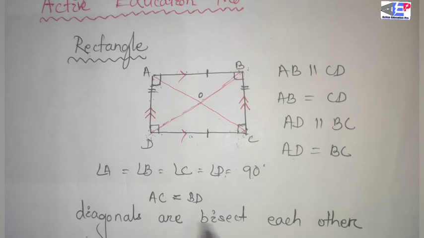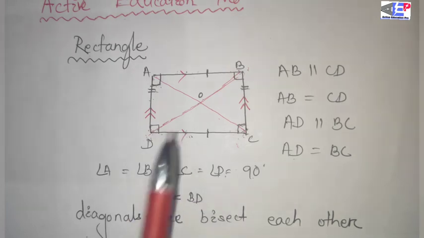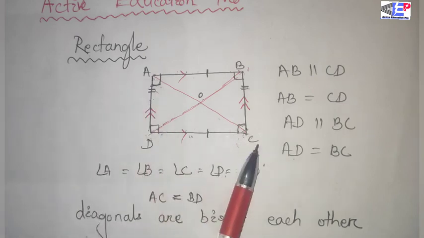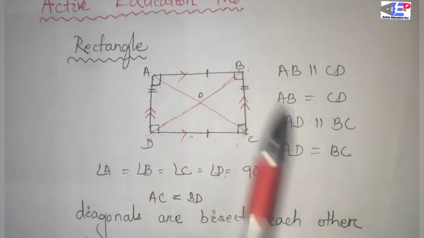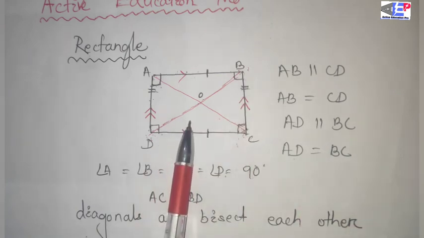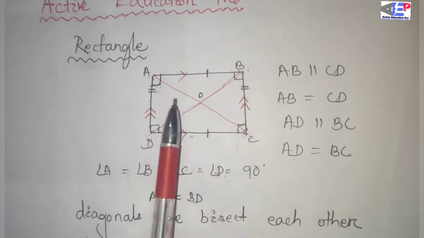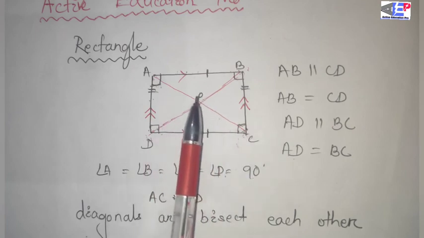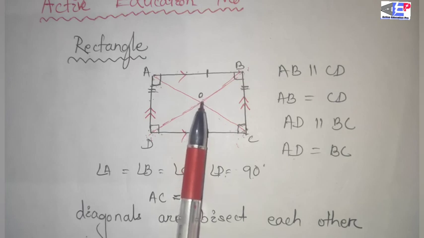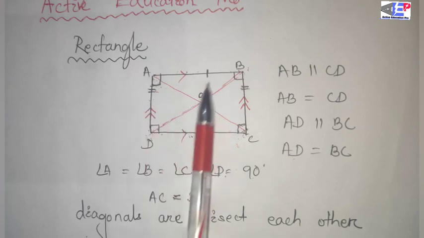And then we come towards its diagonal property. Here there are 2 diagonals. A diagonal is the line segment joining 2 opposite vertices of a quadrilateral, or of a polygon. So here this is a quadrilateral, and A, C are the opposite vertices and D and B are the opposite vertices. So AC and BD are the diagonals of this rectangle, and diagonals are same. In a rectangle, diagonals are same, and the diagonals' intersection point here is O, and at this point the diagonals bisect each other.